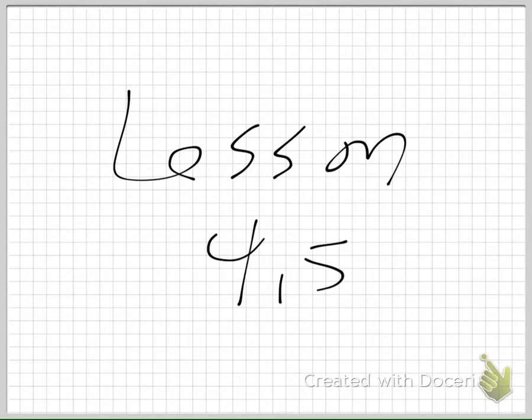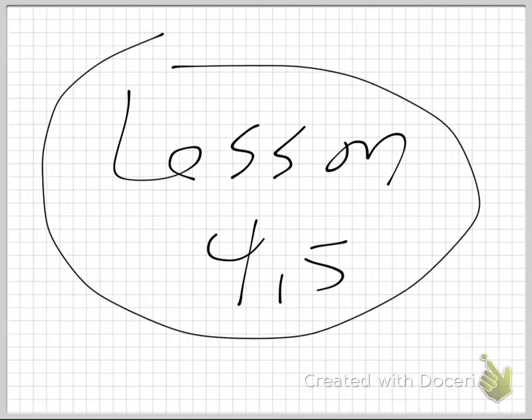This is Algebra lesson 4.5, scatter plots and lines of fit. Okay, it's going to be kind of a simple lesson today, but I will show you. Sometimes people make scatter plots to show data. Okay, a scatter plot would look like this.